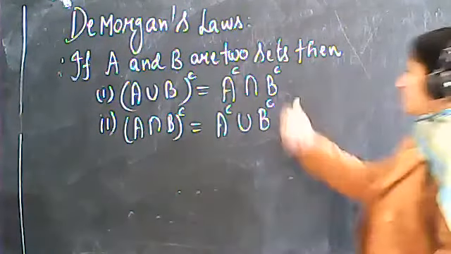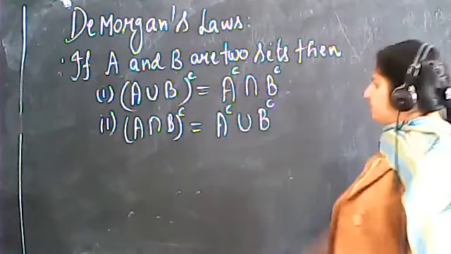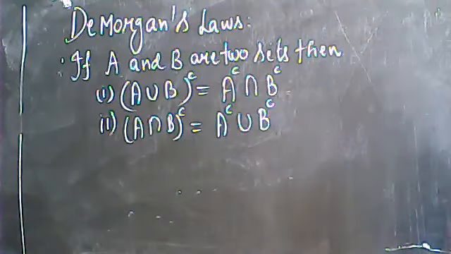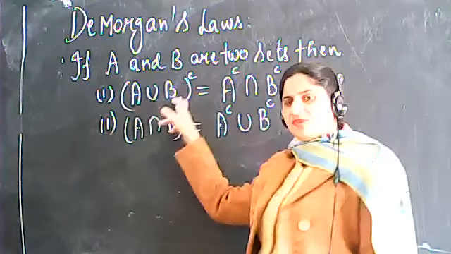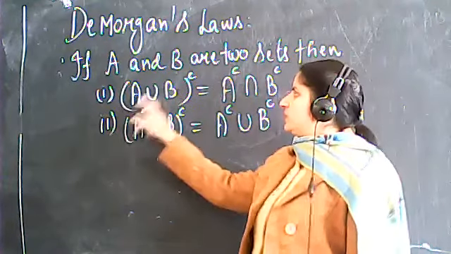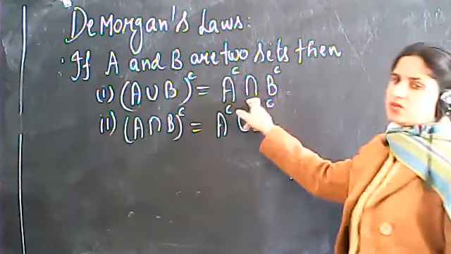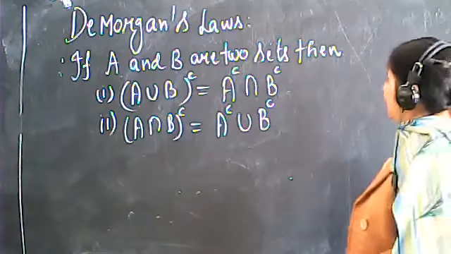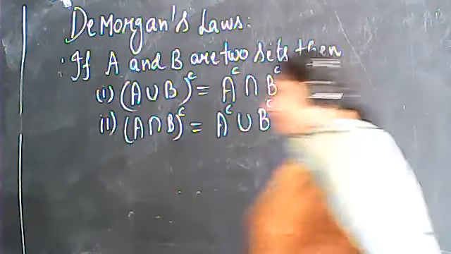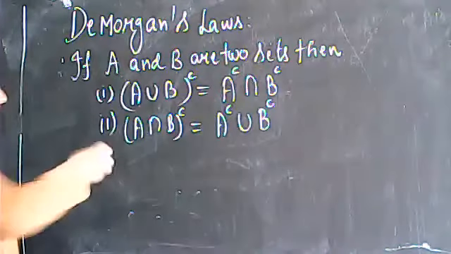So firstly, we are going to simplify the first part. To prove this part, we are going to consider the left hand side. After simplifying, we shall check whether it is equal to this one or not. So let us start with the proof of the first part. What is step number one?